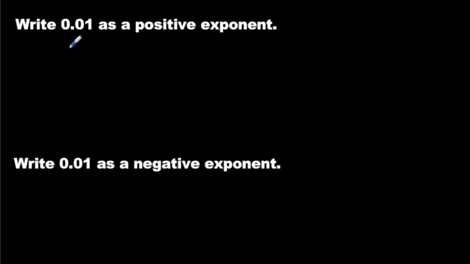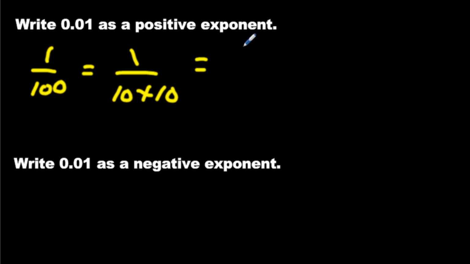Writing decimals as exponents is also simple if you know how to turn decimals into fractions. You see here the place values are the first value after the decimal is the tenths. And then we've got the hundredths. So we have right now 1 out of 100. And we know that 100 is 10 times 10. And we know that 10 times 10 is 10 to the power of 2. And now it's a positive exponent. We are done this question.